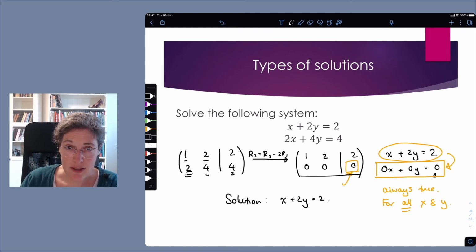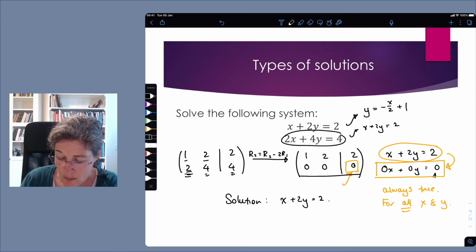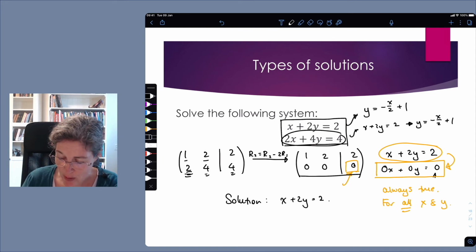Well, and this is going to be obvious once we do this, I'm going to write this in my usual form. So this is y is equal to minus x over 2 plus 1. And notice, when I write this like so, if I divide through by 2, I've got x plus 2y is equal to 2. It's the same equation. So although we mightn't have noticed it, in fact, we've got two equations, but they're the same equations. So the second one is not giving us any information.